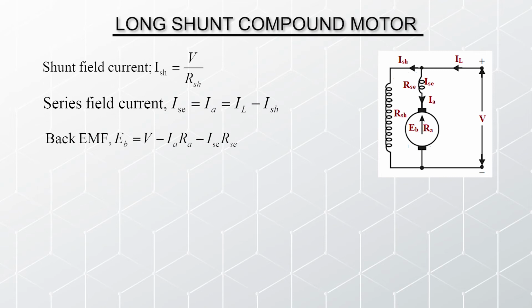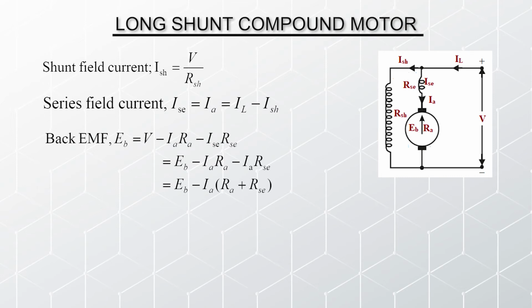Now we are going to calculate the value of the back EMF EB. So just apply the KVL. You can write the expression for this back EMF EB equal to V minus IA RA minus ISE into RSE. Again, just simplify this expression. You can replace this ISE by the armature current IA. So you can write EB equal to V minus IA RA minus IA RSE. So this back EMF EB can be written as V minus IA multiplied by (RA plus RSE).